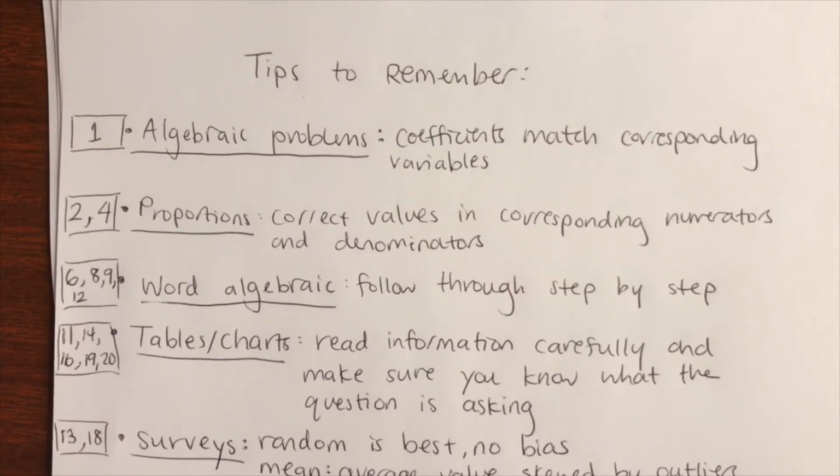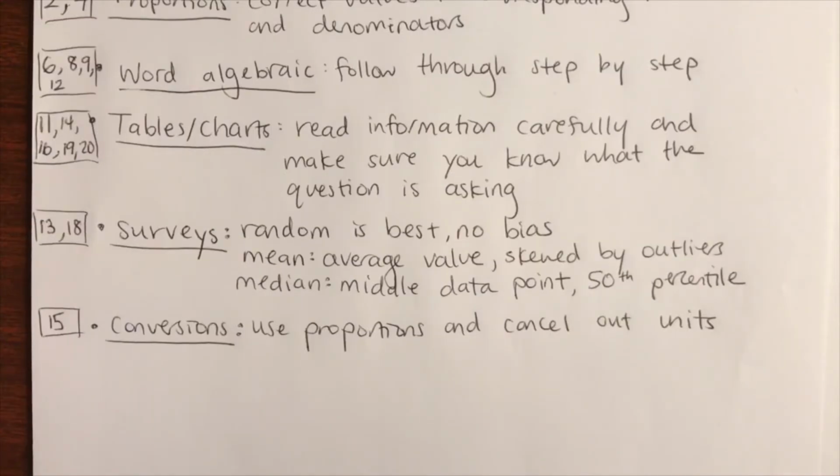We have word algebraic problems, I like to call them, which is easiest just to follow through step by step and then write down what you believe the result will be and then see if any of the answer choices match. So in the questions we went over today, there are a couple of tables and charts. For these, you just want to make sure that you read your information carefully and make sure you know what the question is asking exactly. And for surveys, the best practice for a survey is for it to be random, so with no bias in your survey. Finally, for conversion problems, such as number 15, where you want to convert the miles per orbit to miles per hour, you can use proportions and cancel out units.